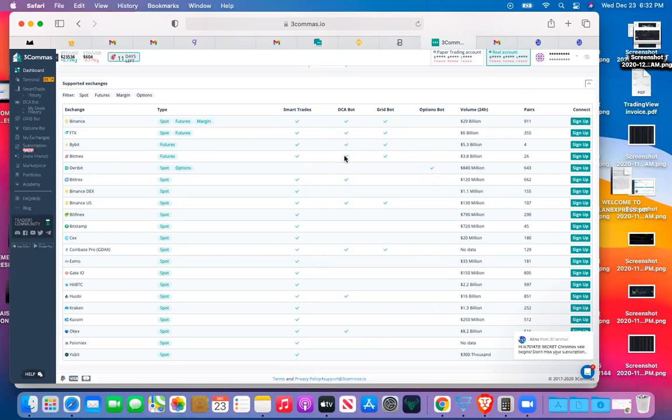Then DCA bot: Binance, FTX, all right, and BitMEX, right? Bittrex, okay? You can do that. On Binance US, you can do that too. And Coinbase Pro, you can do that too. And you can do grid bots. And then other exchanges here, you can do grid bots over here.